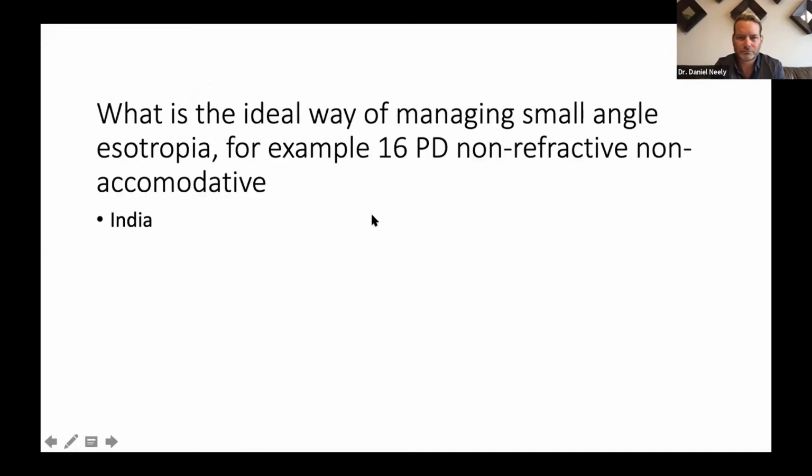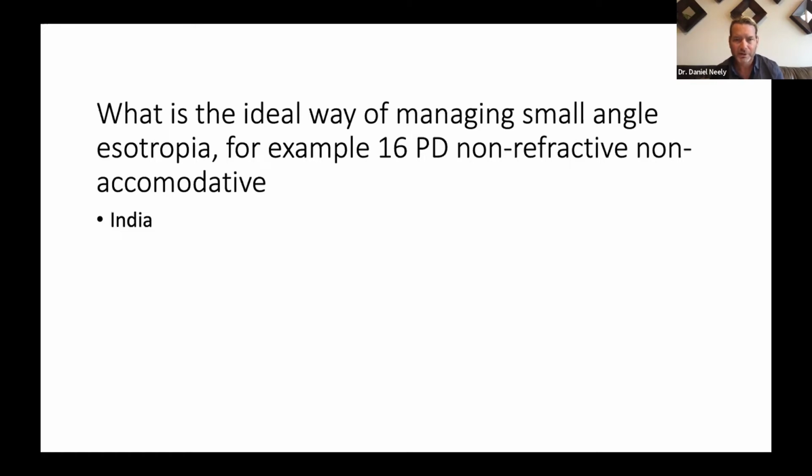All right, let's go back to the previously submitted questions. All right, this is an interesting one. What's the ideal way of managing small angle esotropia, or let's just say small angle strabismus in general? And the example here is 16 prism diopters of non-refractive, non-accommodative esotropia. This situation, I think, is pretty easy. For me, 16 prism diopters is a single muscle recession.